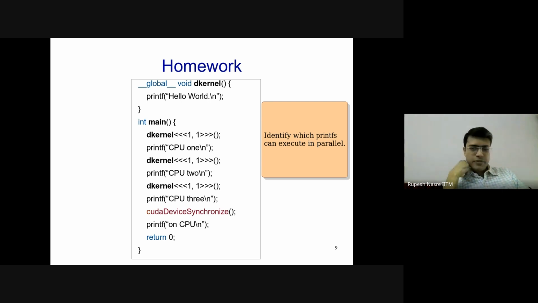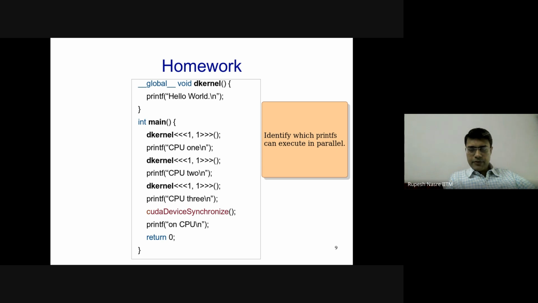Okay, any suggestions on what can be executed in parallel? There is an answer: the printf in the kernel and the printf in main will be in parallel. Okay, all of them or some of them? Chinmay says hello world in the kernel and printf CPU1. Okay, these can be in parallel. Somik says first kernel call with first printf, second kernel with second printf, third kernel with third printf, and the last printf not happening in parallel. Science says hello world and the CPU print statement just below it can execute. Yeah, similar to what Somik was saying.